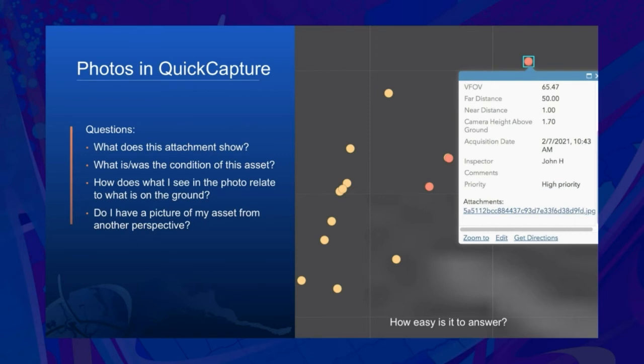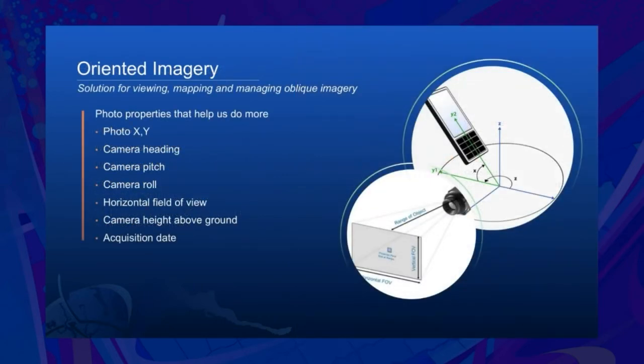While it's true that symbolizing your features and categorizing them can help, especially if you rotate your symbology based on the camera heading so you can kind of see in which way the camera was pointing when the photo was taken, it's still not an easy process. So here we introduce oriented imagery. This is a solution for mapping and managing oblique imagery. And when I say oblique, I mean photos captured with your phone.